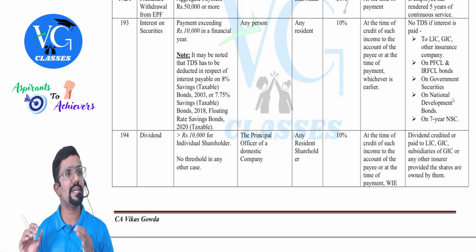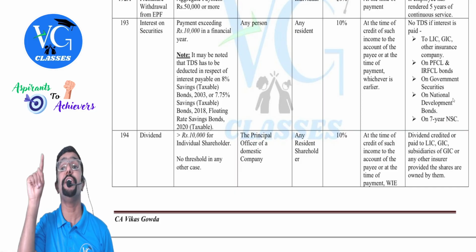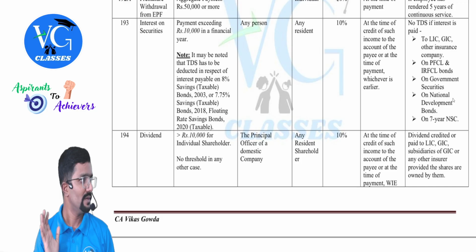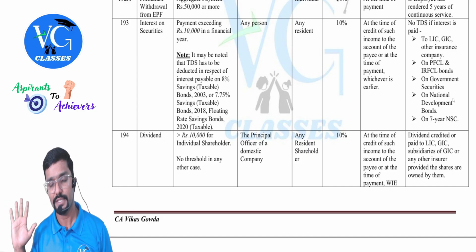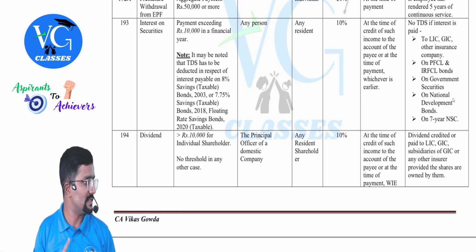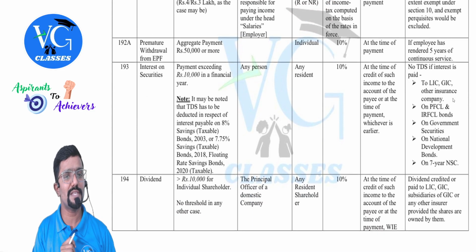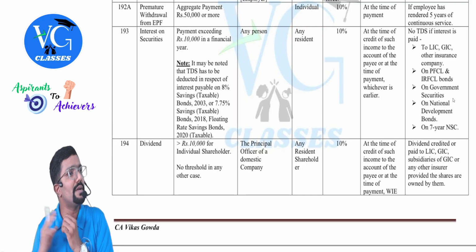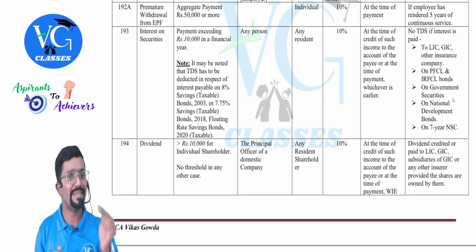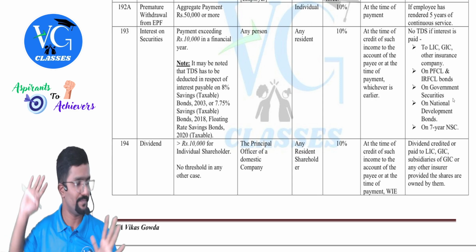No. Guys, most of the sections will tell payee includes only residents. Sir, what if the payee is a non-resident? Then TDS is as per section 195, which is not a part of your syllabus. But 192 includes both resident as well as non-resident, whereas most of the sections will tell payee means resident. But don't get confused. Sir, what if it is a non-resident? TDS would be deducted, but not as per that section. It is as per section 195.